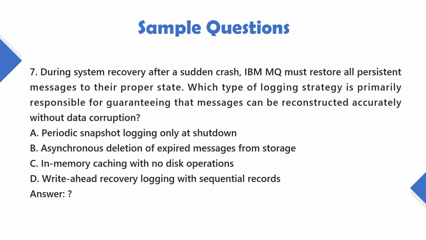7. During system recovery after a sudden crash, IBM MQ must restore all persistent messages to their proper state. Which type of logging strategy is primarily responsible for guaranteeing that messages can be reconstructed accurately without data corruption? A. Periodic snapshot logging only at shutdown. B. Asynchronous deletion of expired messages from storage. C. In-memory caching with no disk operations. D. Write-ahead recovery logging with sequential records. Answer: D.